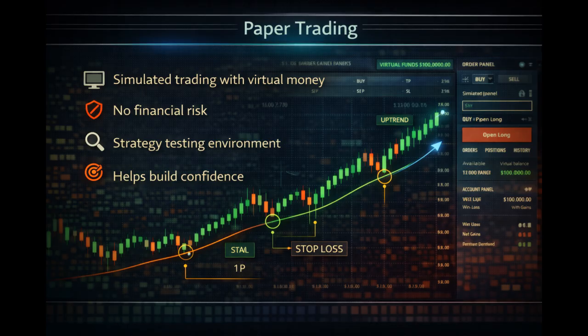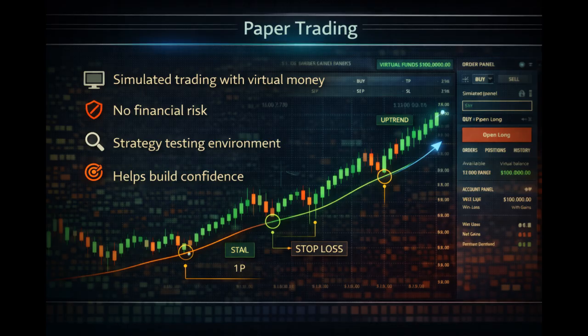For example, suppose a paper trading account starts with $100,000 in virtual capital. A trader might buy one Bitcoin at $70,000. If the price rises to $71,000 and the trader sells, the simulated profit would be $1,000. Although no real money was involved, the trade demonstrates how the strategy performs.